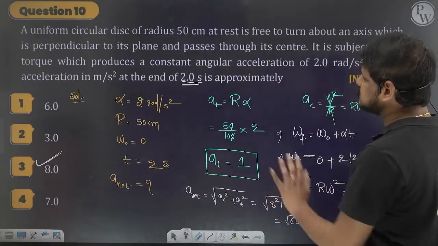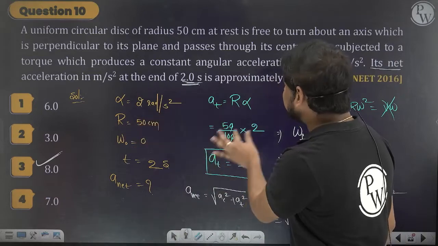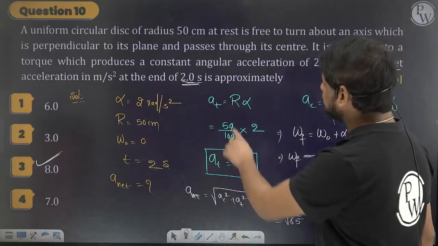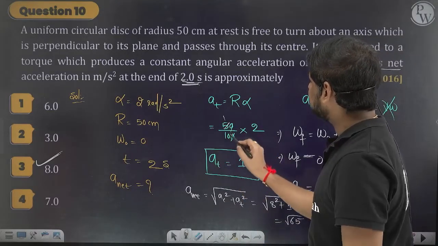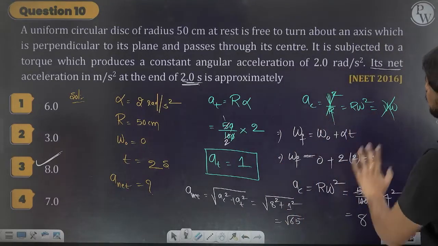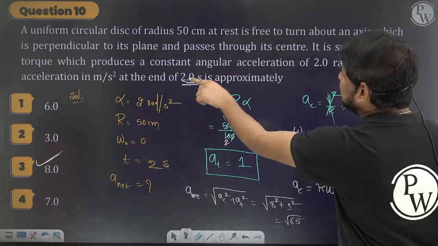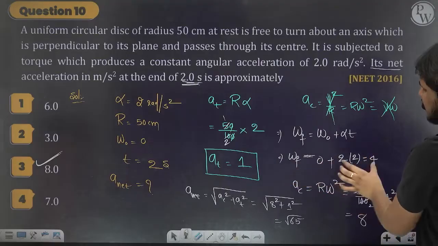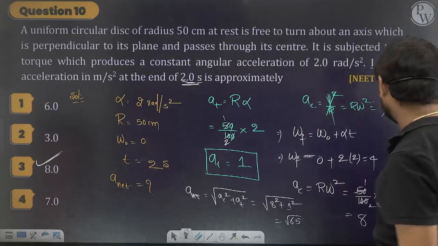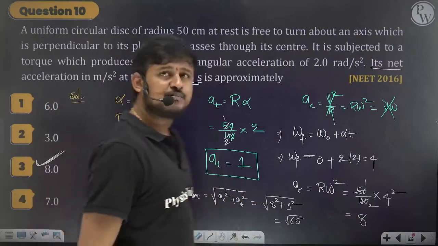First we calculated what is AT. AT is nothing but r alpha. R we know and alpha we know, so we just substituted, and we got AT equal to 1. And then AC also we calculated, r omega square. What is omega? Omega naught plus alpha t. Alpha is 2, t is 2, so 2 into 2 is 4. So omega f we got. R is again 1 by 2, so 1 by 2 into 16 is 8. So we have approximately 8 as the correct answer. 8.1, so you can take approximately 8.